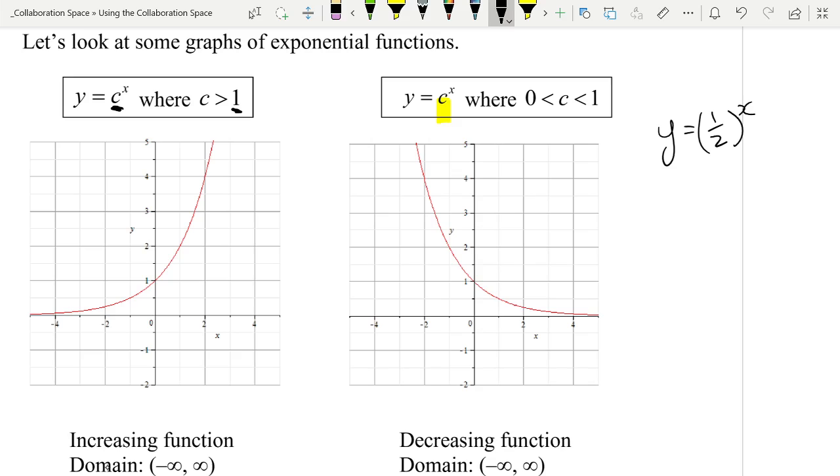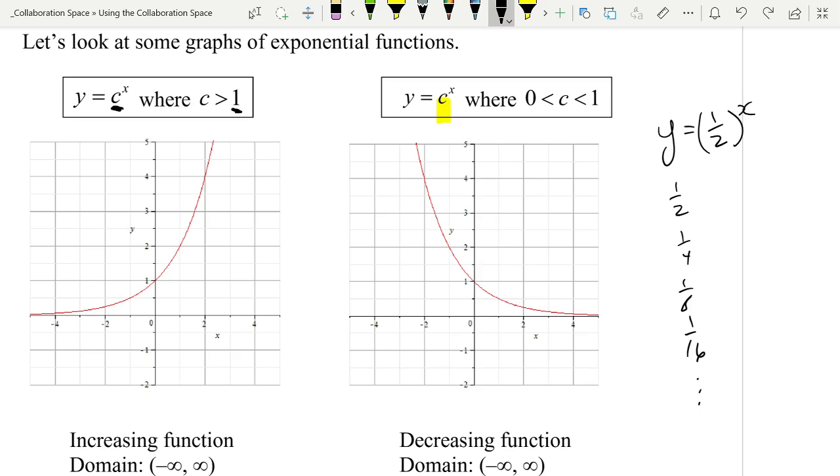Well, what if x is 1? Well, then I get a half. What if x is 2? Well, then I get a quarter, then an eighth, then a 16th, etc. Notice I'm getting smaller, right? A half of a half of a half. I'm making smaller numbers every time I do that. So that's why it's going downward like that.